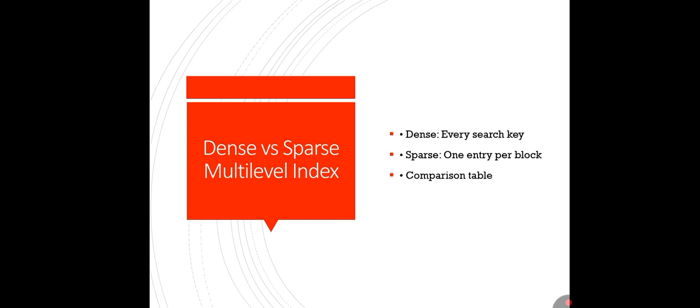Next, dense versus sparse multi-level index. Let's compare. A dense index gives faster search results but takes up more space. A sparse index saves space but may require extra steps to find the exact record. In practice, we often use a dense index at the lowest level, closest to the data, and a sparse index at the higher levels to balance speed and storage.